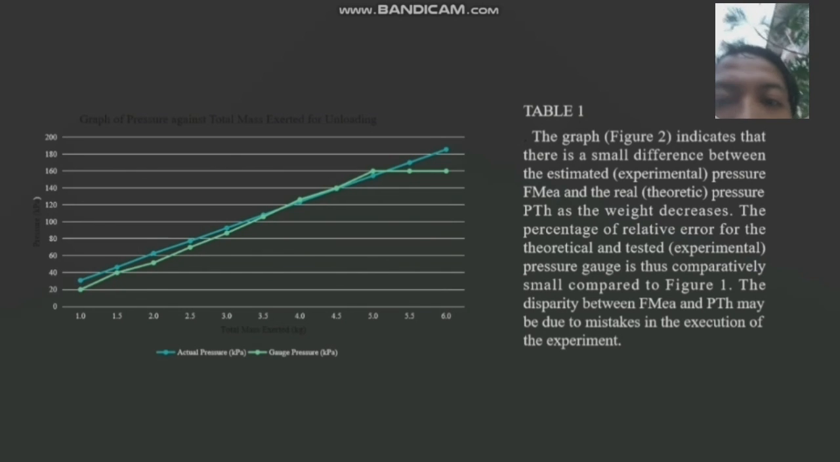So we go to Table 2. This is Table 2. What Table 2 shows is the graph featuring a small difference between the measured pressure P_EXP and the real pressure P_TH as the weight decreases. The percentage of relative error for the theoretical and test pressure gauge is thus comparatively small compared to figure 1. The disparity between P_EXP and P_TH may be due to mistakes in the execution of the experiment.